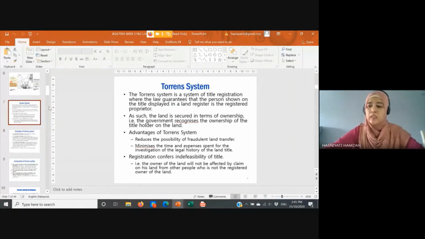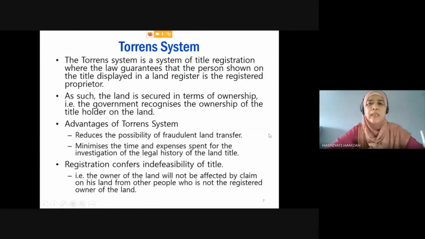One more slide. You will see the three principles of Torrens system. Now, so what is the Torrens system? The Torrens system is a system of title registration where the law guarantees that the person shown in the title displayed in a land register is the registered proprietor. You do not have to go and check again whether there is a chain of ownership. No, just look at the title, look at the second page.